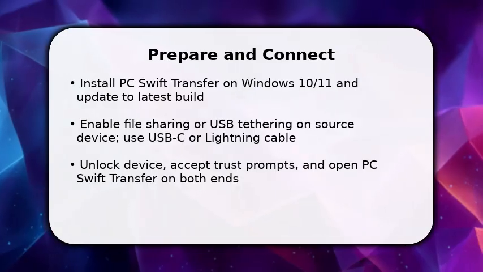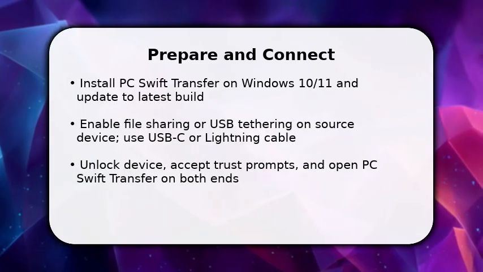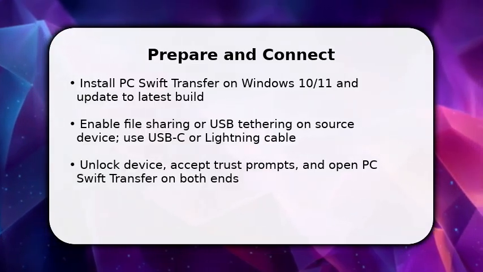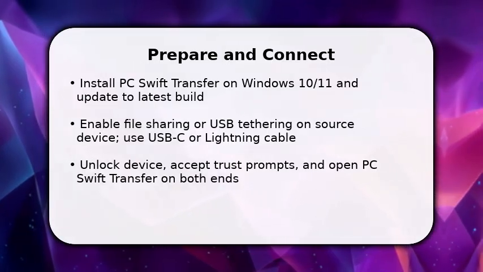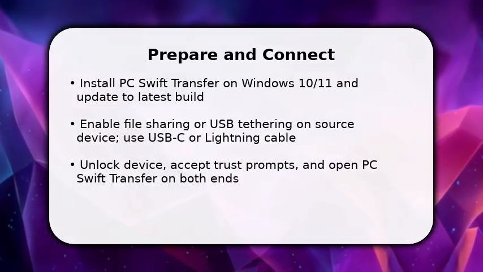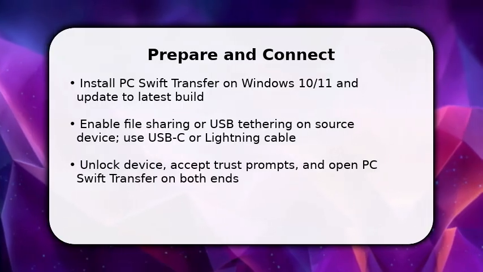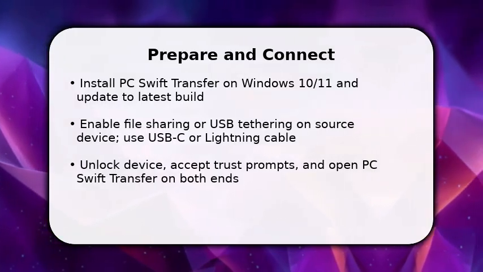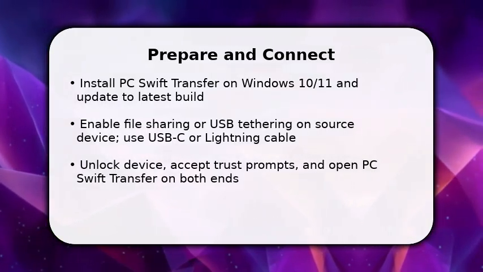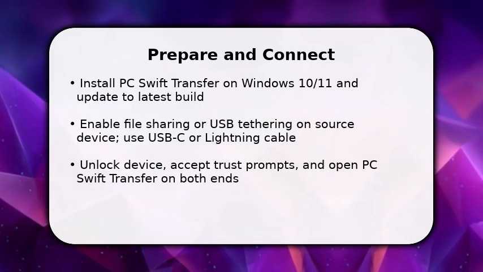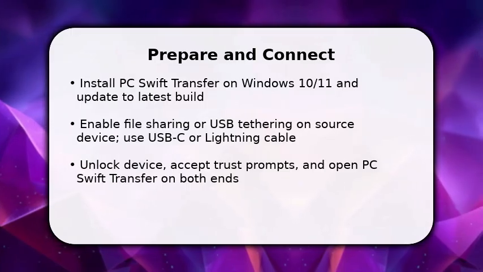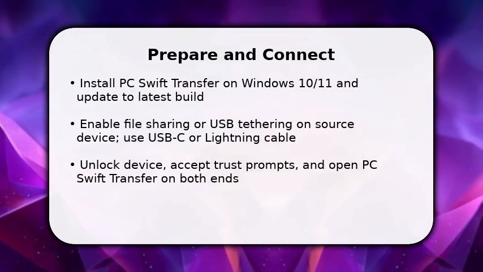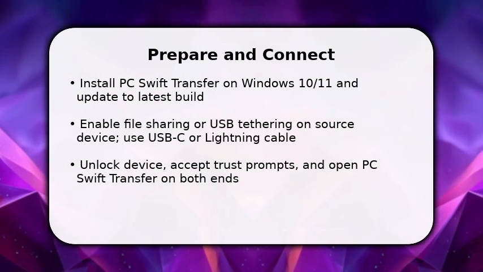You start by preparing both machines and the cable so the transfer is immediate. Make sure PC Swift Transfer is installed and updated on your PC. This avoids protocol mismatches. Connect the source device with a reliable USB cable, then unlock it and accept any trust dialog. Open the app on both sides. The PC will detect the device. Once done, pick the transfer mode you need, File, App, or Profile, and press Connect to initiate the handshake.